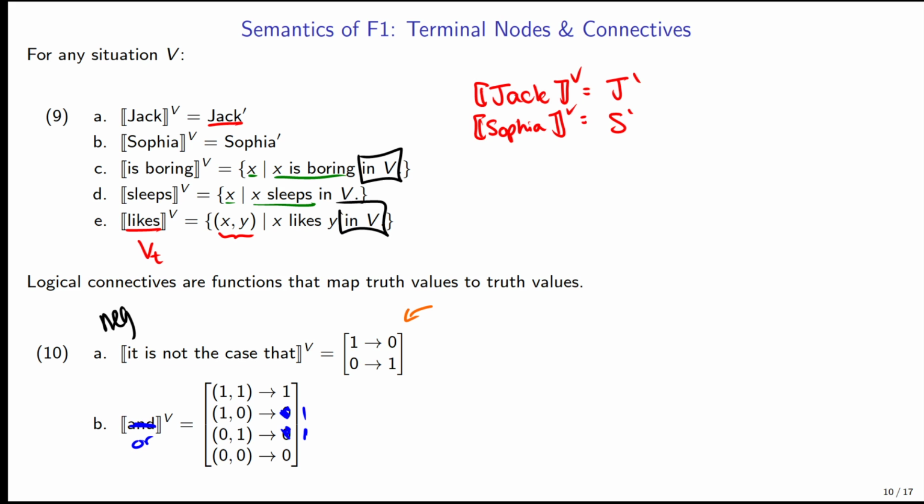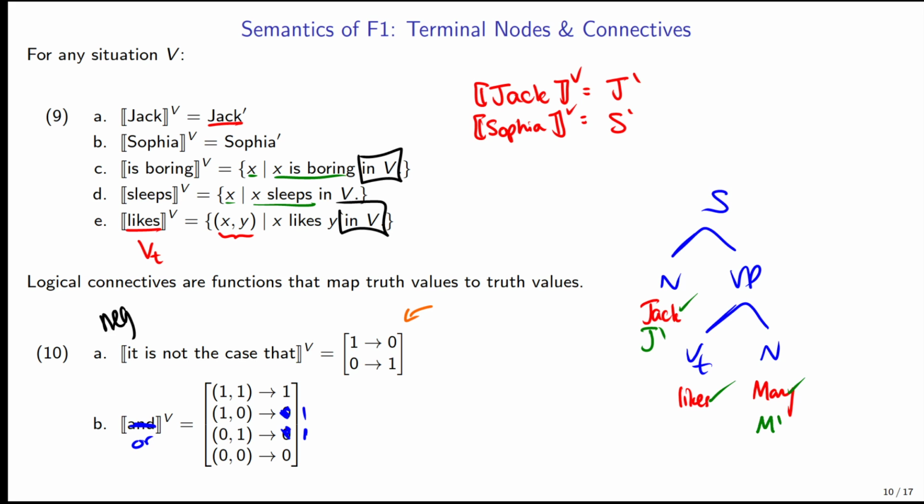We now have meanings for all of the words at the bottom of our trees. We now need to figure out what the other nodes are. So if we have S, N, VP, VT, N, well, at this point, Jack likes Mary. Okay, we're able to do these three. So this would be, say, J prime, Mary would be M prime, and likes would be pairs X, Y such that X likes Y in V. Okay, so now we need to figure out what the meanings of the VT, the N, the VP, the N, and finally the sentence level are.